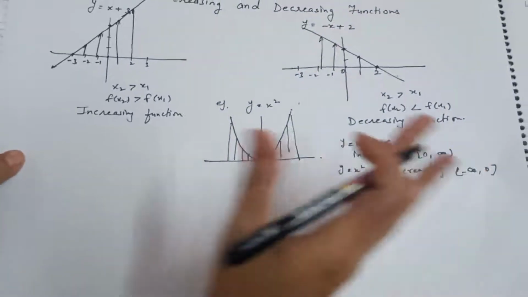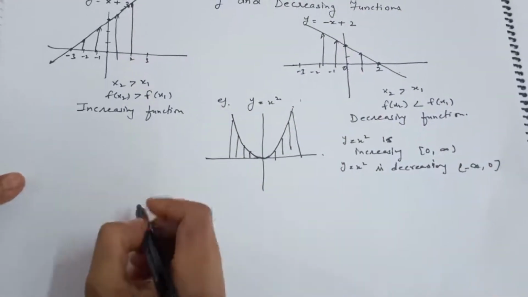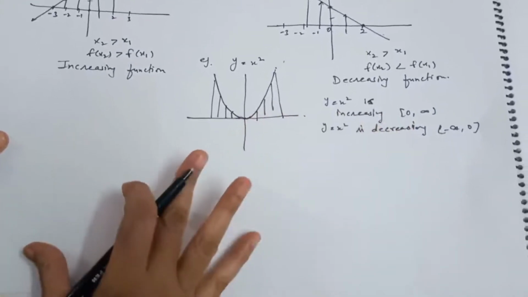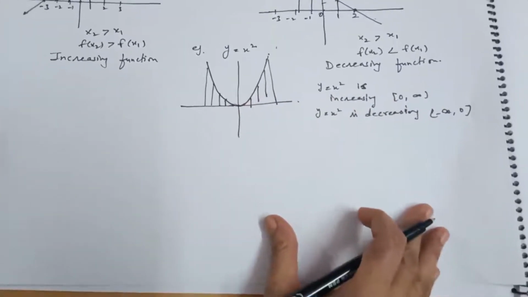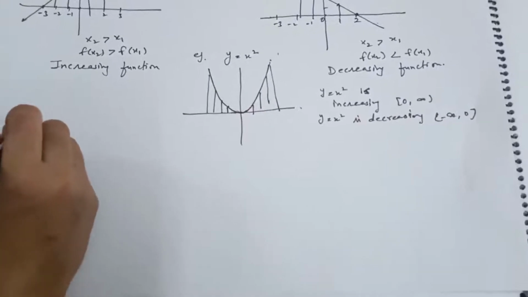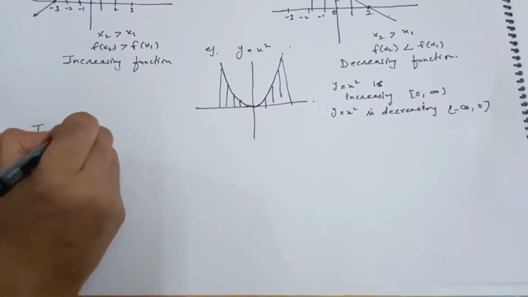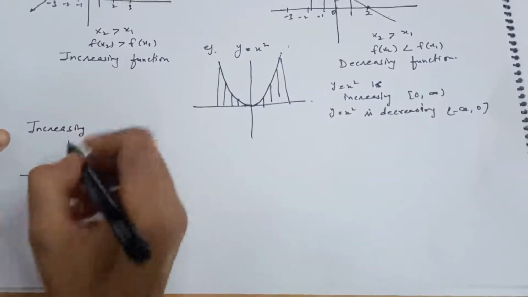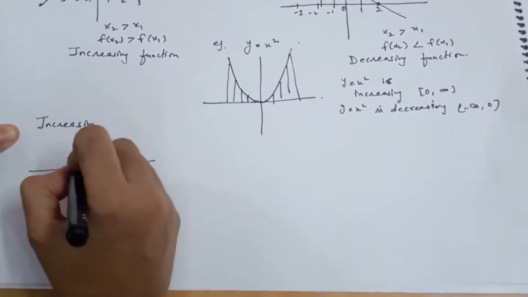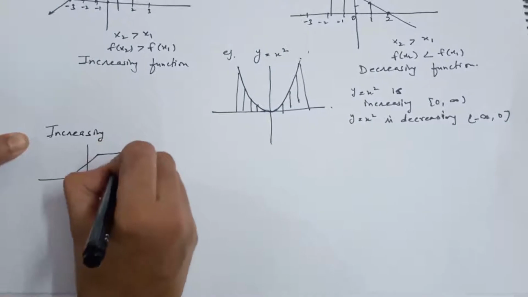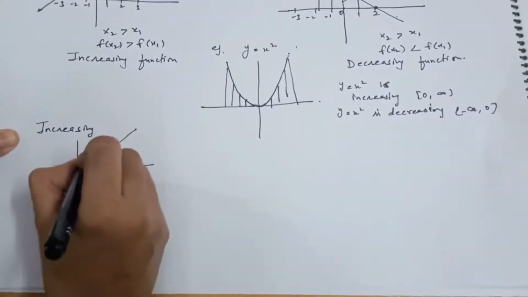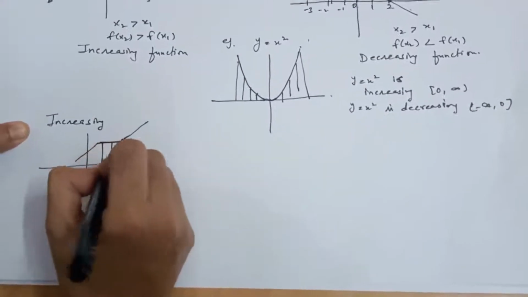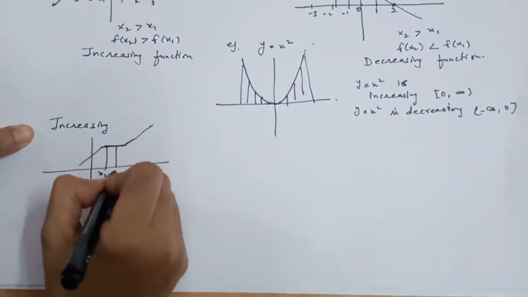But okay, now some divisions are there like that, when we say a function is increasing or decreasing, or strictly increasing, strictly decreasing. First, if your function is increasing, you can draw any graph like this. Increasing means you can say this. In this part you will say this is f(x1), f(x2).